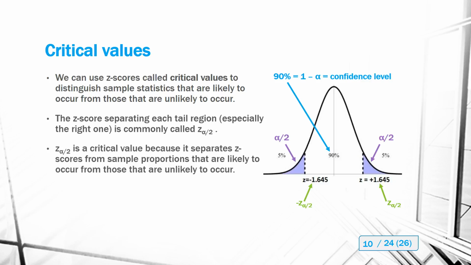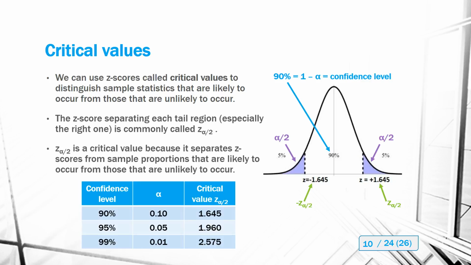Now, z sub alpha over 2 is a critical value, because it separates z-scores from sample proportions that are likely to occur, those values in the middle of the distribution, from those that are unlikely to occur. Those are the ones in the tails. Some confidence levels that you see here, 90%, 95%, 99%, correspond, as we saw earlier, with alpha levels of 0.1, 0.05, and 0.01. These in turn translate into z-scores, or critical values, of 1.645, 1.96, and 2.575 respectively.